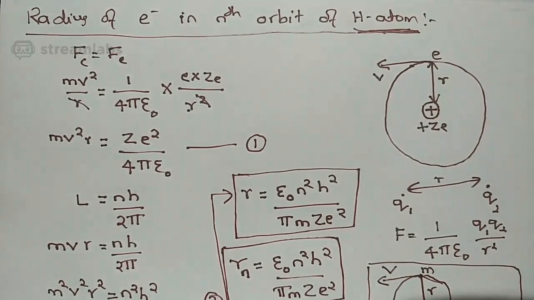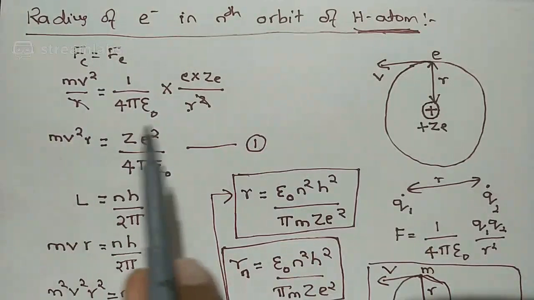So whatever I have discussed so far, that is Bohr's postulates and the expression for the radius of the electron in the nth orbit, it is on page number 96. So go through that, students, and also go through all the points in this.